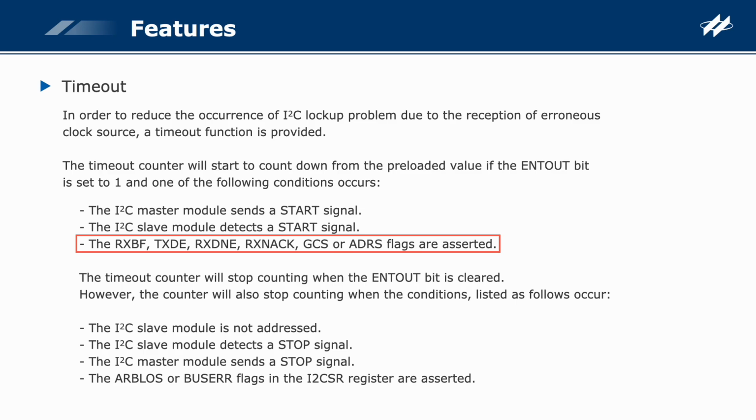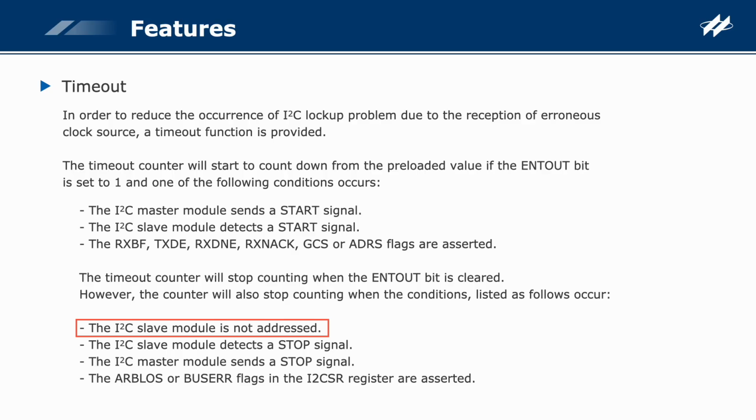The timeout counter will stop counting when the ENTOUT bit is cleared. However, the counter will also stop counting when the conditions, listed as follows, occur. First, the slave is not addressed. Second, the slave detects a stop signal. Third, the master sends a stop signal. Fourth, the ARBLOS or BUSERR flags are asserted. The ARBLOS indicates that arbitration loss is detected. The BUSERR indicates that bus error has occurred.